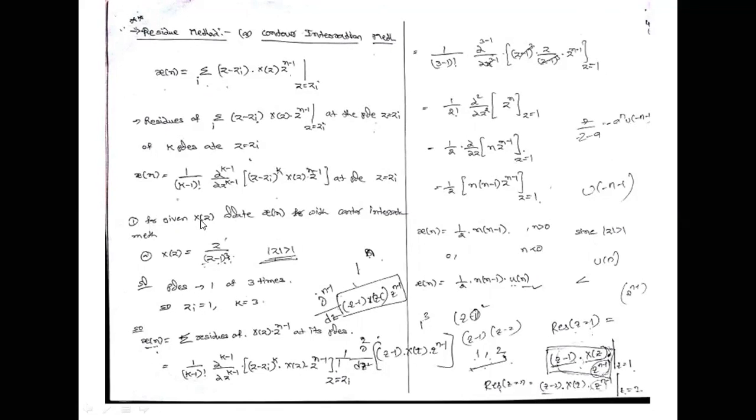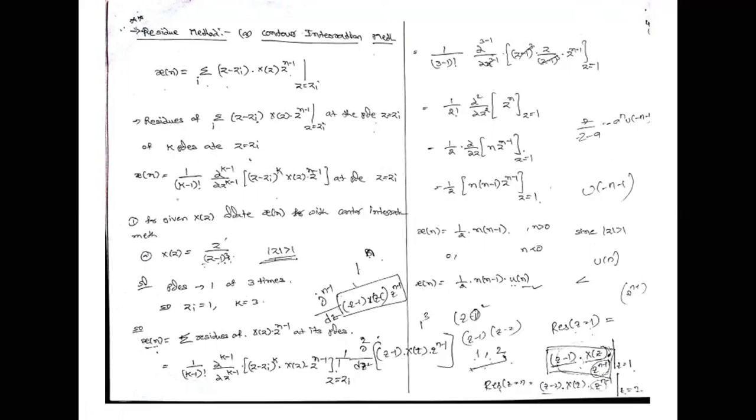In this, for the given X of z, evaluate x of n using the contour integral method. So X of z is equal to z by (z minus 1) whole cube, and ROC is |z| greater than 1. Here (z minus 1) whole cube gives a multiple pole. The pole is at 1, repeated 3 times. So zi is equal to 1 with k equal to 3, my dear students.